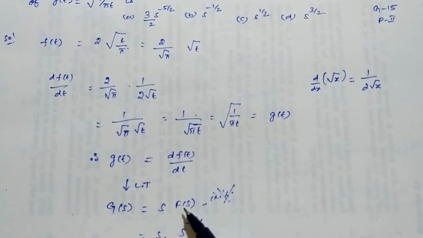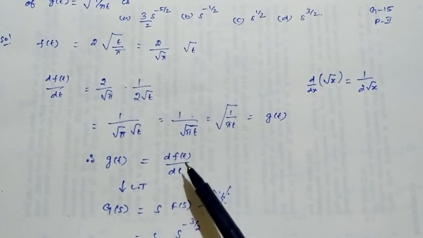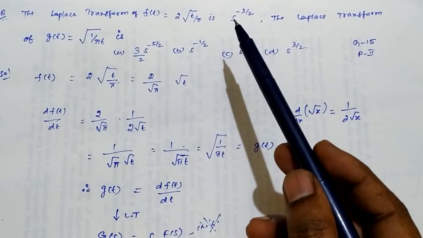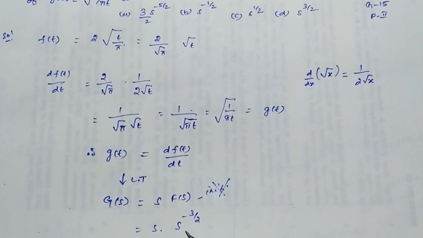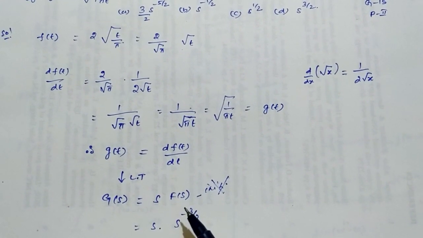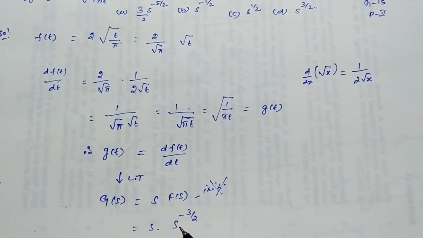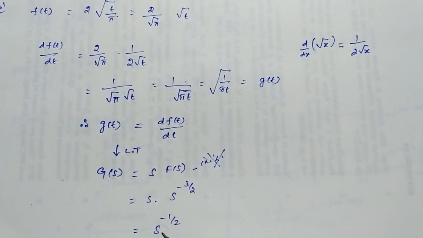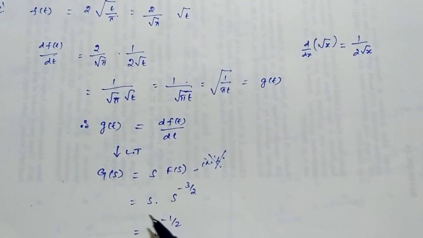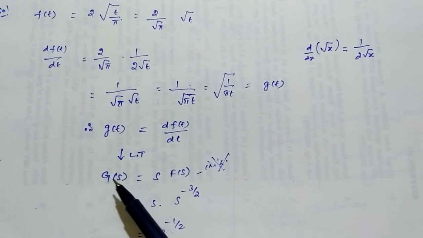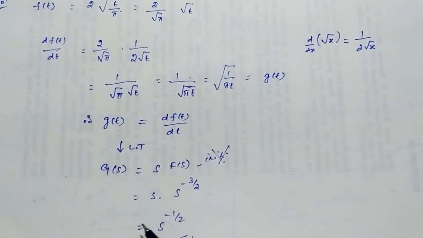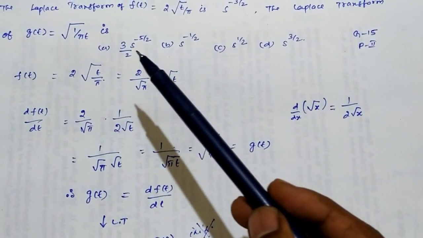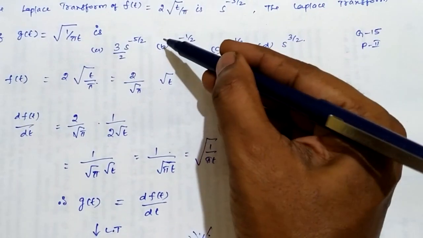So what is f of s? F of s is the Laplace transform of f of t, which is given as s power minus 3 by 2. So when we simplify, we get the answer as s power minus 1 by 2. So g of s, the Laplace transform of g of t, has the value s power minus 1 by 2. This is the answer.